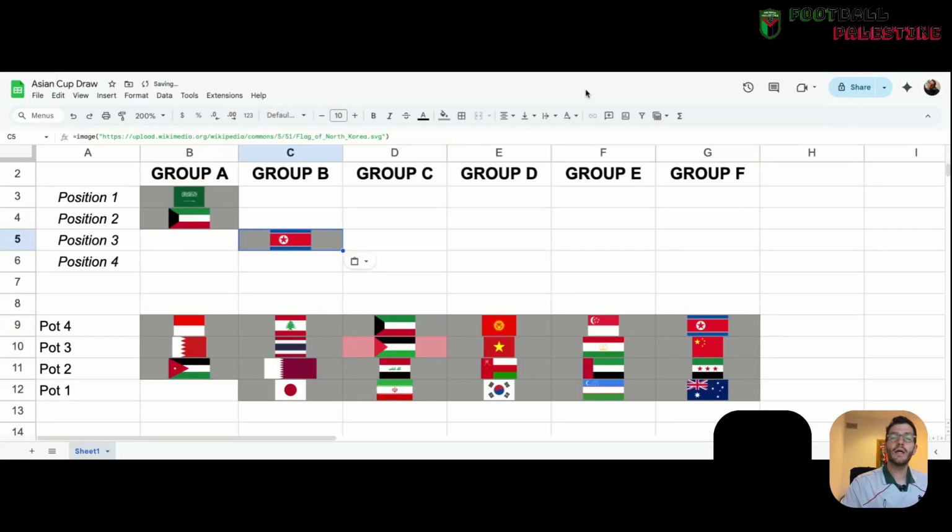So Korea will be positioned. Just a point of clarity, because Kuwait was drawn into the second position, they will not play the opening match. The opening match is A1 against A4. So Saudi Arabia against the team that will be in position A4.